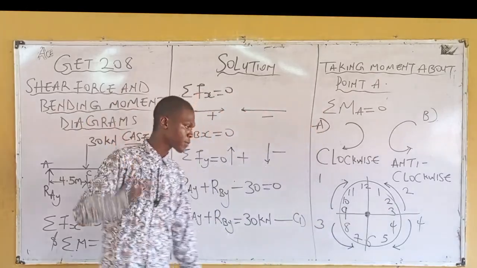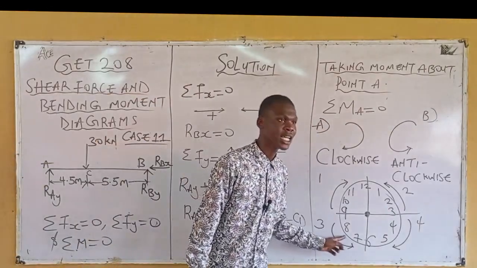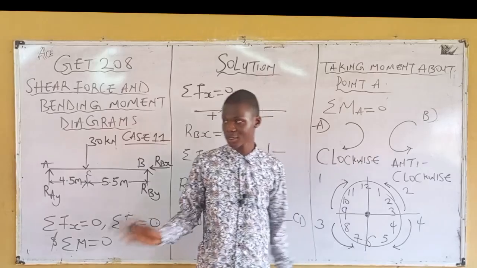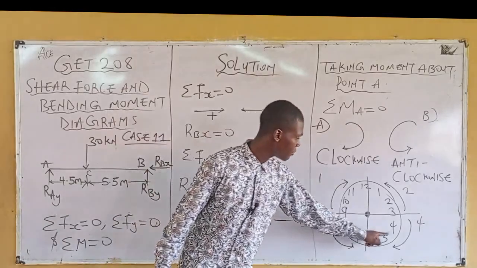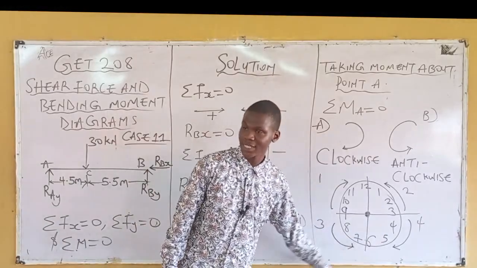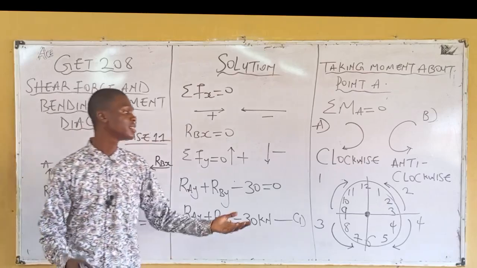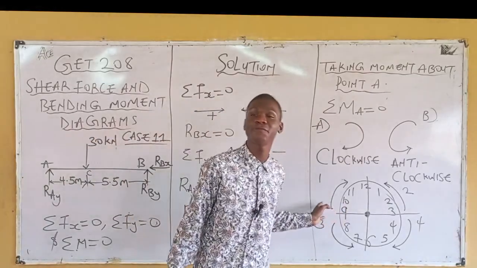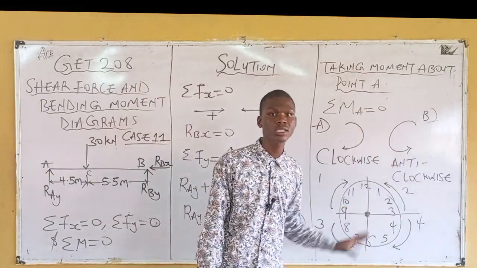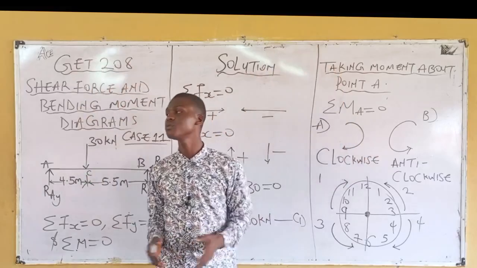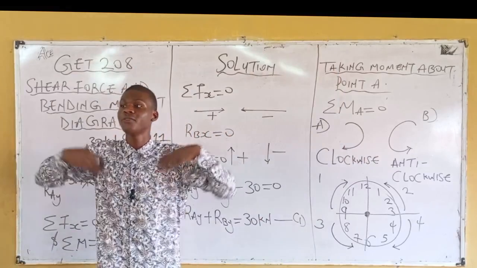Right? Number 3, identify. 9, 8, 7, and 6. Anti-clockwise. Number 4, identify. Clockwise. 3, 4, 5, and 6. Right? I know why I'm emphasizing on this. Because this thing is the foundation of bending moment. If you don't know this, you can never get bending moment diagram. You can never get bending moment calculation that will give you the value.